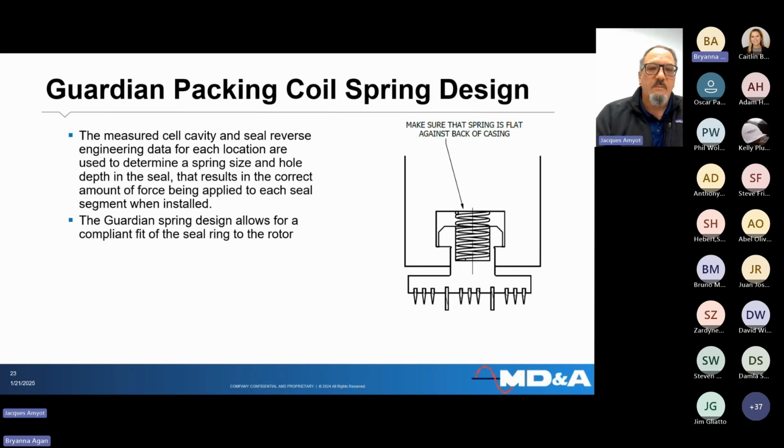As part of that, and for compliance reasons for the Guardian seal, we actually convert the spring design of the OEM to a coil spring. Now, some of the OEMs actually do use coil springs. However, some say, for example, General Electric uses a flat leaf spring.